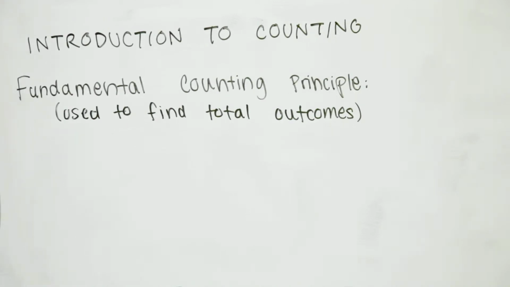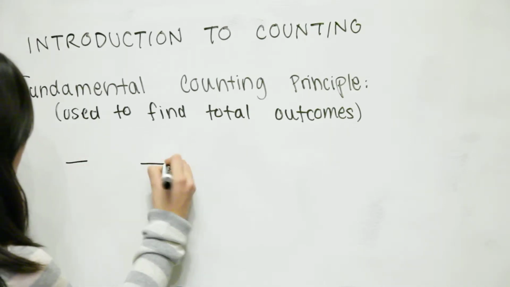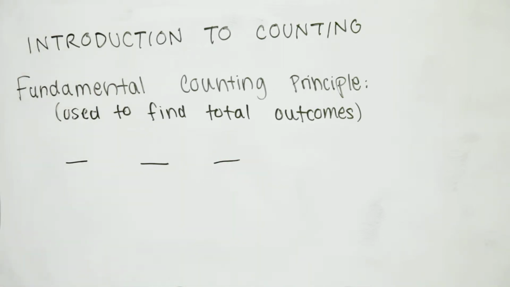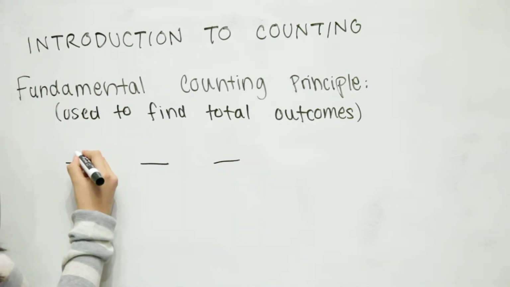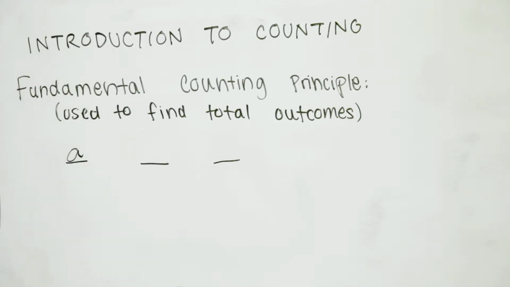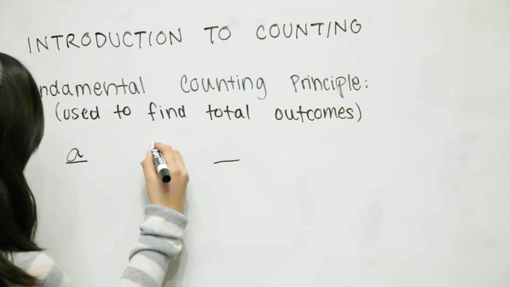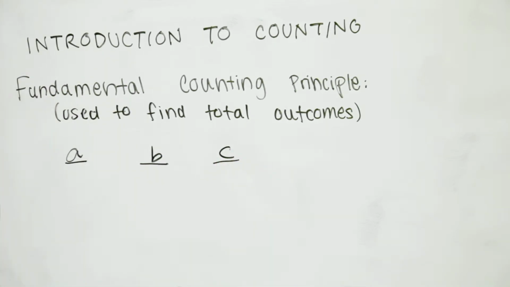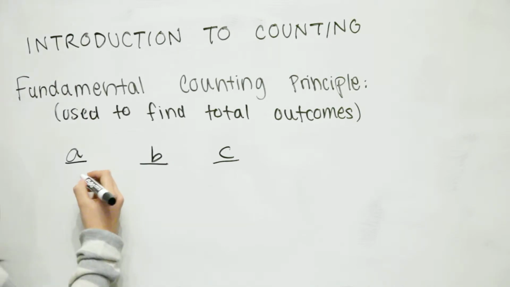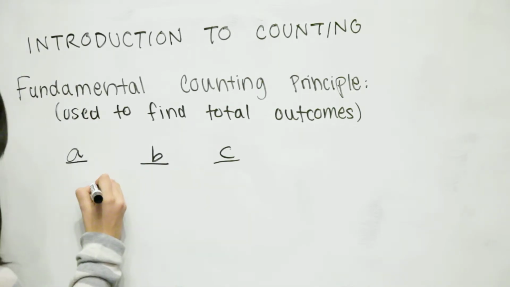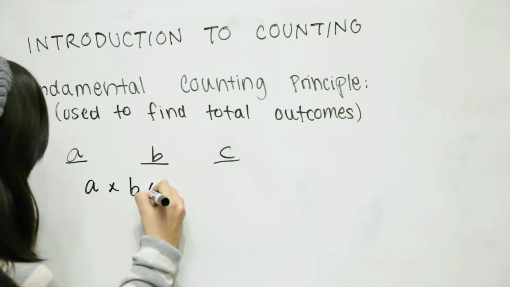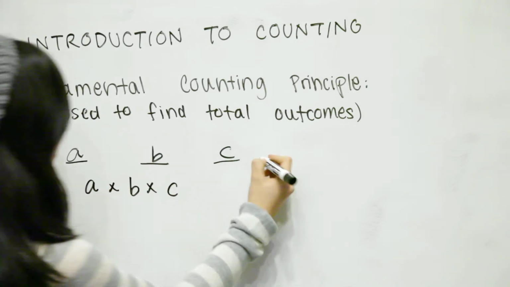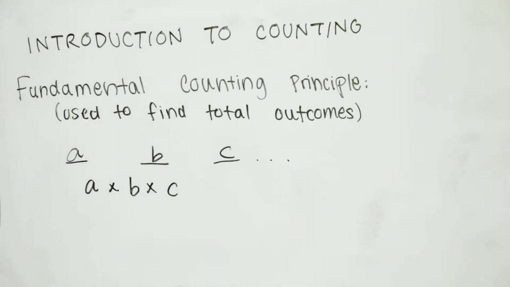Okay, so the fundamental counting principle is a principle used to find the total outcomes of certain events. For events, I'll be using dashed lines like this. Say there are three events. Say for the first event, there are A possible outcomes. For the second event, maybe there are B possible outcomes, and then C possible outcomes for the third. The total number of possible outcomes for all three of these events is A times B times C. And this can scale even further into more and more events.